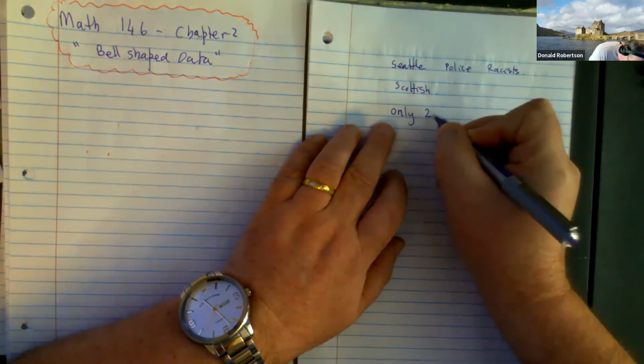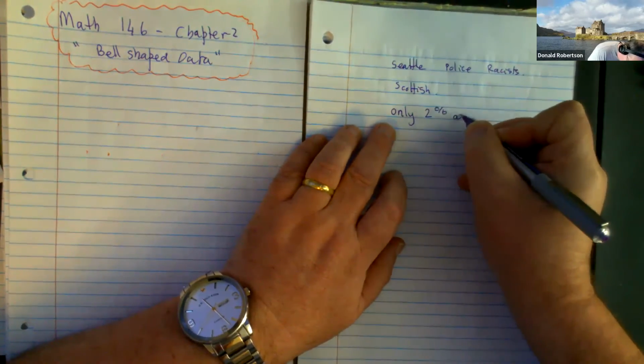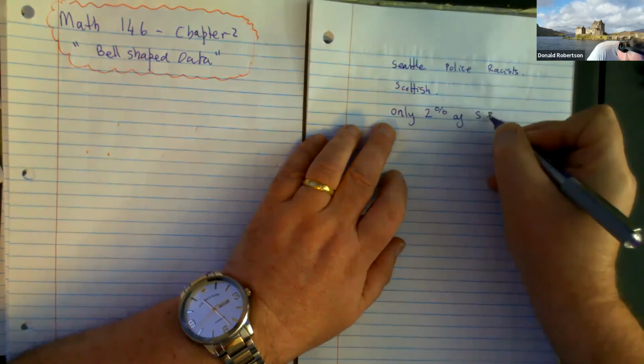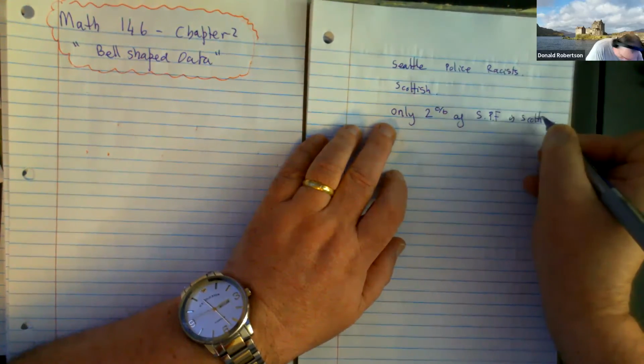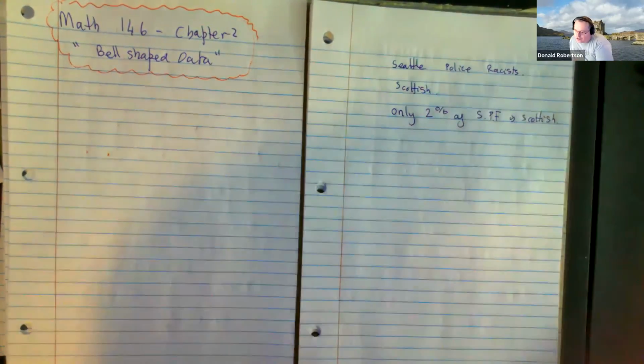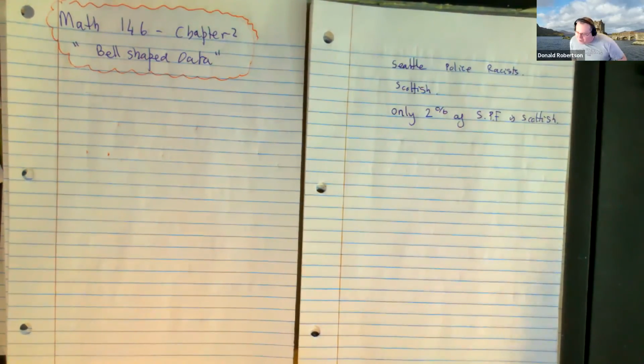Only 2% of Seattle's police force is Scottish. See, they don't like Scottish people. They don't hire them. Only 2% Scottish in the police force in Seattle. That sounds like pretty good evidence, doesn't it? They're only 2%. They're racists. Yeah, I could believe that.